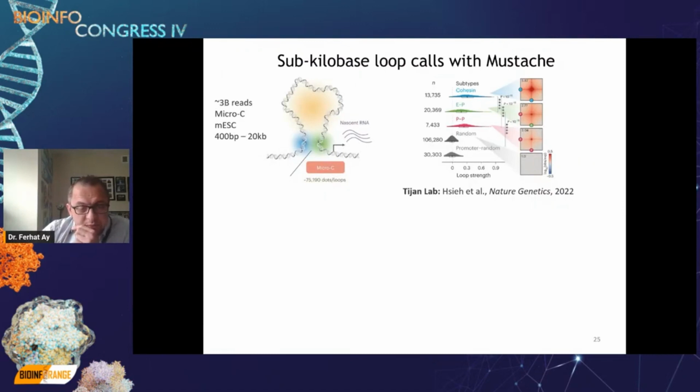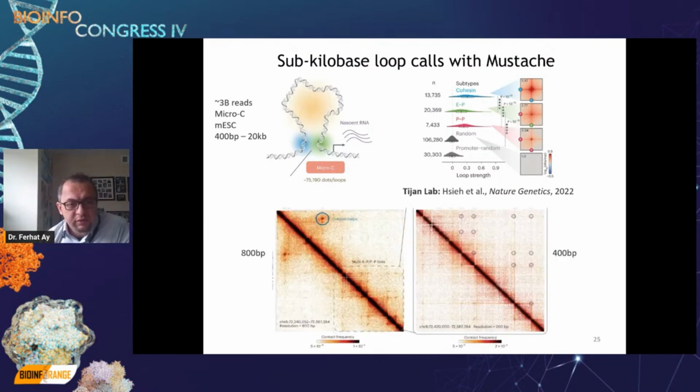So, a more recent paper from a group at Berkeley, Robert Tjian's, utilized our tool with their Micro-C data and studied the role of these specific proteins, some of which I mentioned are important in creating the DNA loops and domains. They found 75,000 dots and loops, using this extremely highly sequenced Micro-C data, and were able to go down to a couple hundred base pair resolution.